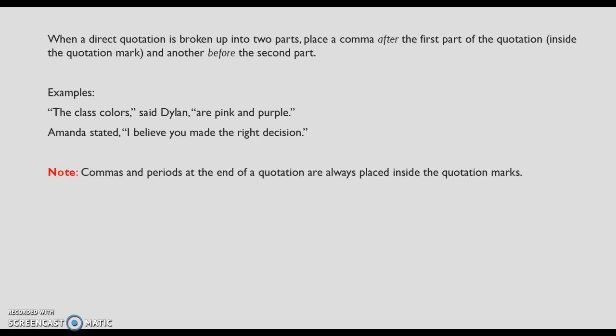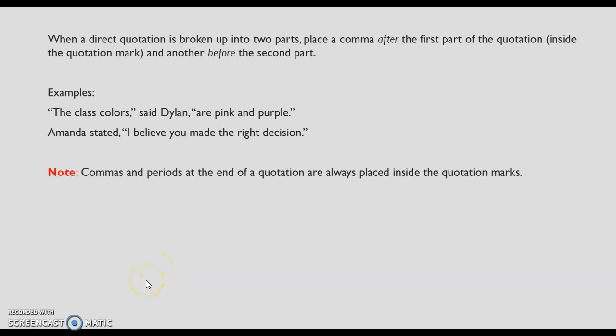When a direct quotation is broken up into two parts, place a comma after the first part of the quotation, inside the quotation mark, and another before the second part. Example: "The class colors," comma, and see how we have it inside the quotation, said Dylan, and this is before the second part, "are pink and purple." Amanda stated, before the quotation, "I believe that you made the right decision."